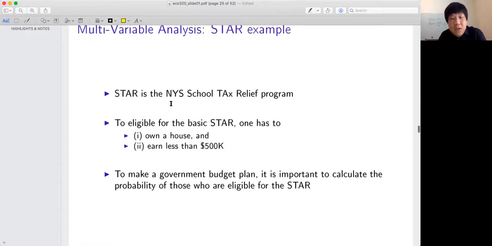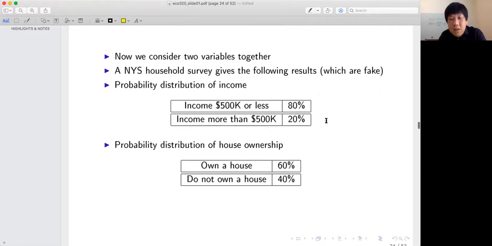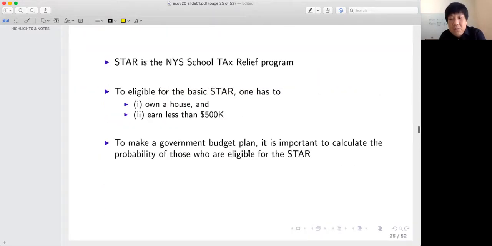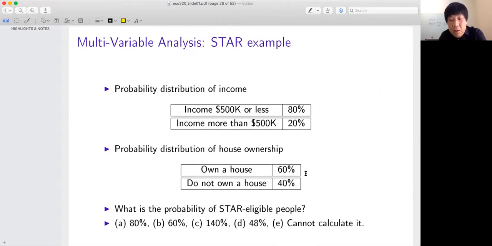By the way, STAR is the New York State School Tax Relief program. To be eligible for the basic STAR, one has to own a house and make 500K or less. These two conditions must both be satisfied. To make a government budget plan, it's important to calculate the probability of those who are eligible for STAR. So based on this, what is the probability of STAR-eligible people? Think carefully. This is a very tricky question, so think very carefully.